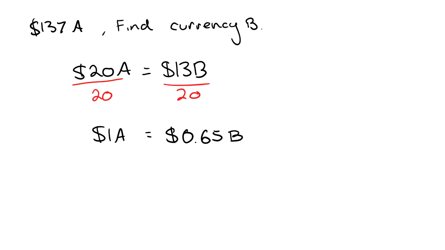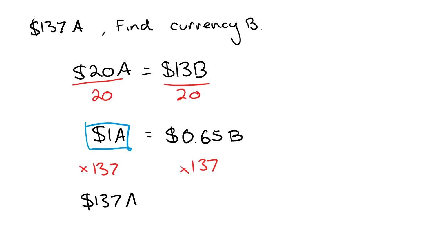The reason we call this the unitary method is because we found what 1 unit is worth. Now, I can multiply this by anything to find any form of conversion. So if I wanted to find 137, I multiply this by 137, and I multiply this by 137. So I get 137A is the same as having 89.05 of currency B.